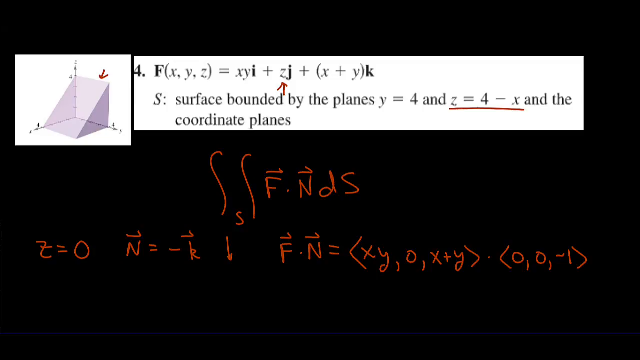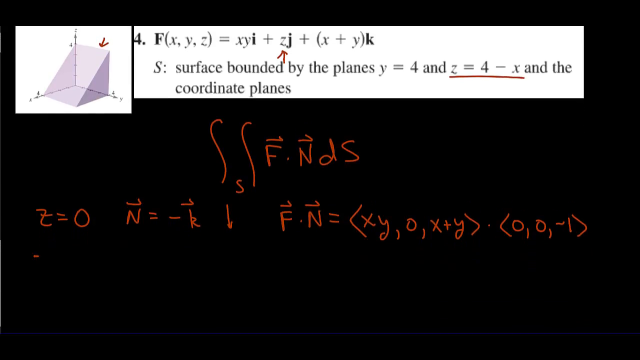Now, after we do that, we're going to have to integrate it. We're going to have to set up our double integral. So let's see what this turns out to be. If we take the dot product, the first term is going to be 0, the second term 0, and then the third term is going to be minus x minus y. That just comes from the dot product of this. Now remember, this is when z is equal to 0.